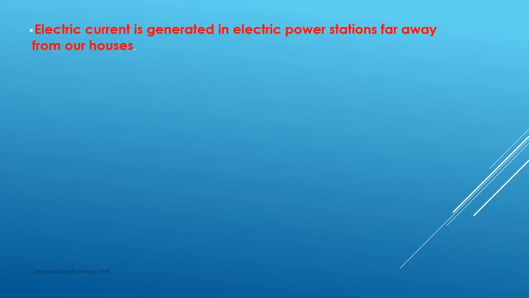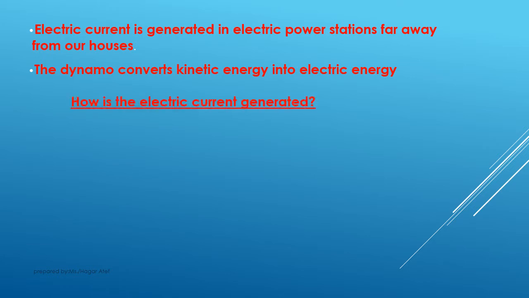We can't imagine our life without electric current, as electricity plays an important role in our daily life. It is used to light up our houses, factories, and streets. It is used in operating some machines, such as radios, televisions, washing machines, irons, and electric heaters. Electric current is generated in electric power stations far away from our houses. The dynamo converts kinetic energy into electric energy.